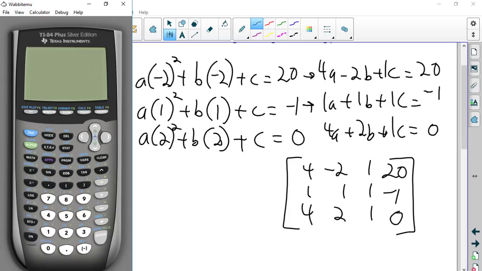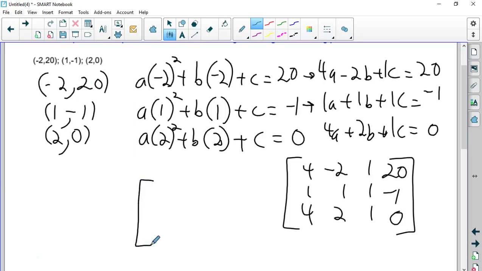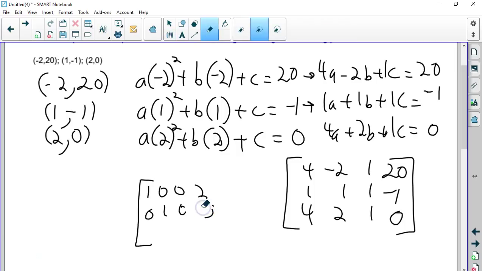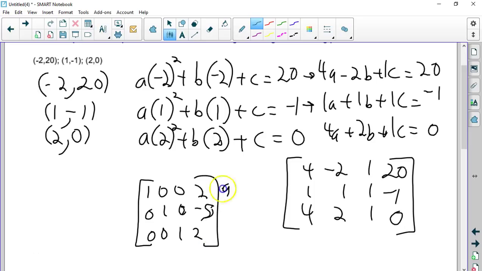I quit. I go back into matrix, go over to math, up to RREF, enter, go back in the matrix and tell it I want A. And there's my answer. Okay, so I'm going to write that here. I get 1, 0, 0, 2, 0, 1, 0, negative 5, and 0, 0, 1, 2. This is my A, this is my B, and this is my C.